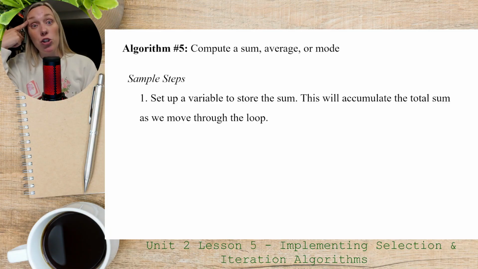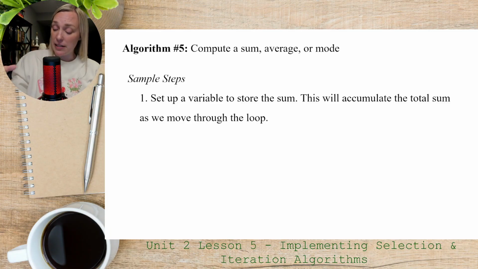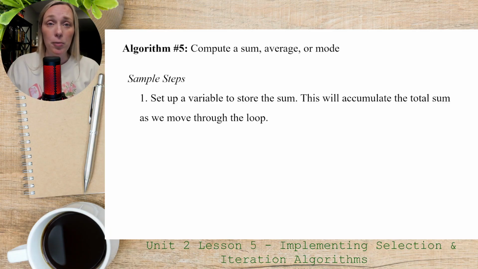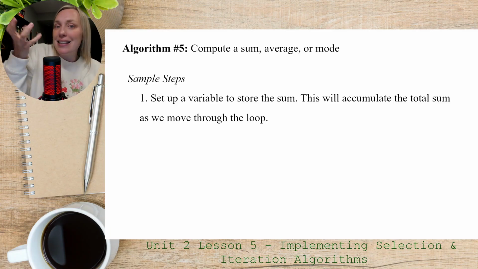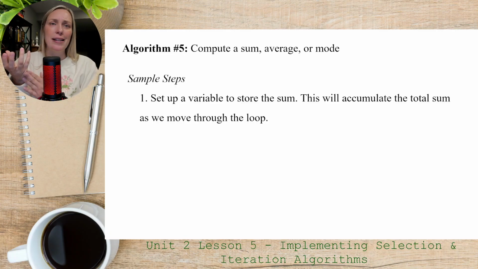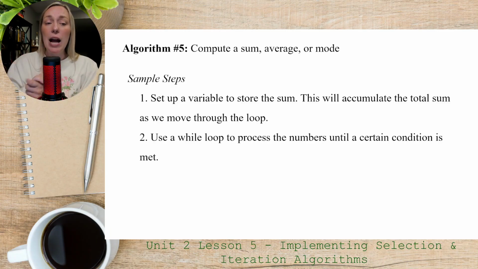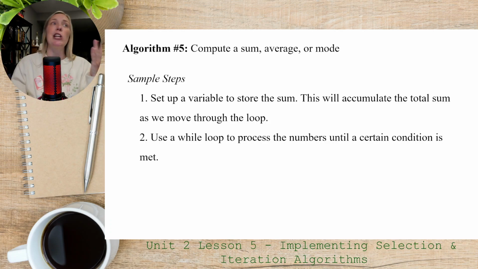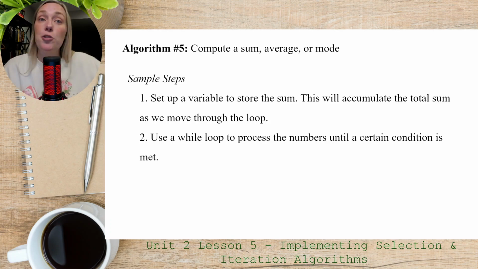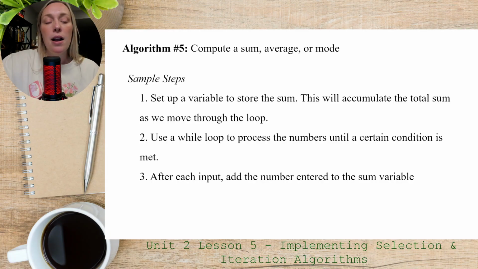Now, if my instructions were just to compute a sum, perfect. I've accumulated all the numbers throughout the loop and I can print the sum. If I'm looking for an average, well, I needed to find the sum anyway in order to find that average. Now, if I'm looking for a mode, I have to do something a little bit different, but we'll get into that with data structures. While we're using a loop to process those numbers, we want to keep going until a condition is met. Again, if the user enters 0, then we quit. After each input, we add the number to the sum variable.